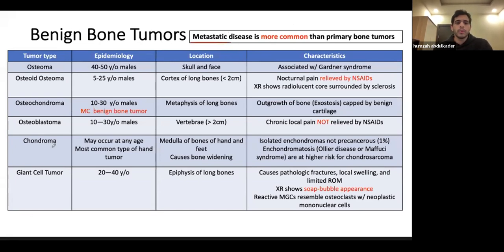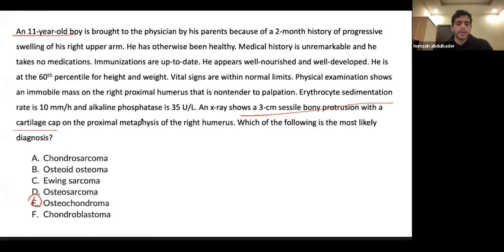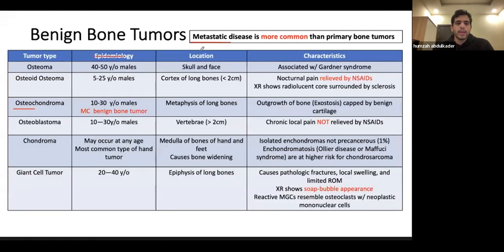But the most common benign bone tumor is osteochondroma. Like I said earlier, what you want to look at first of all is the epidemiology. What is the age? Here's an 11-year-old boy. You want to look at the location. Metaphysis, where is it happening? And then there are just some characteristics. Each thing has its own characteristic.